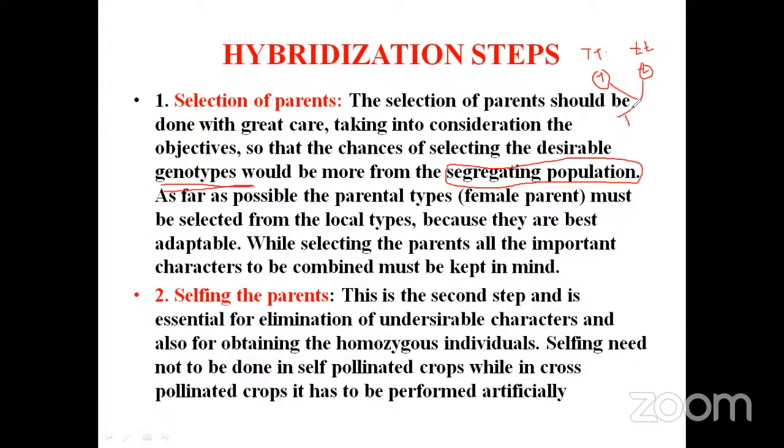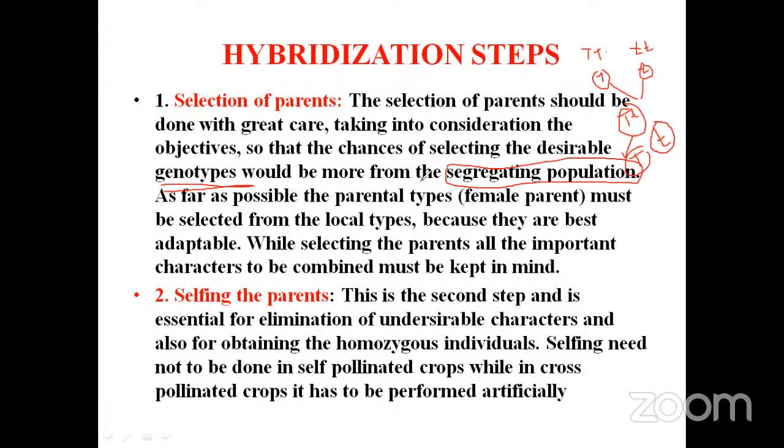Capital T, small t form. These two. But during gamete formation, they are segregated, not entering into the same gamete. That means actually here both characters are together, both male and female. While in the segregation process, capital T enters into different gametes and small t enters into other gametes. So this is called segregation.